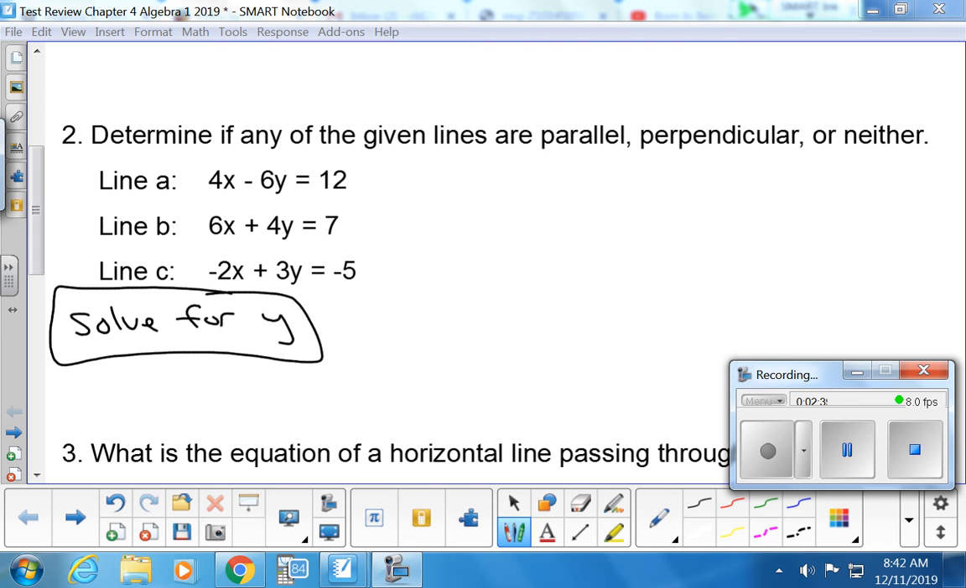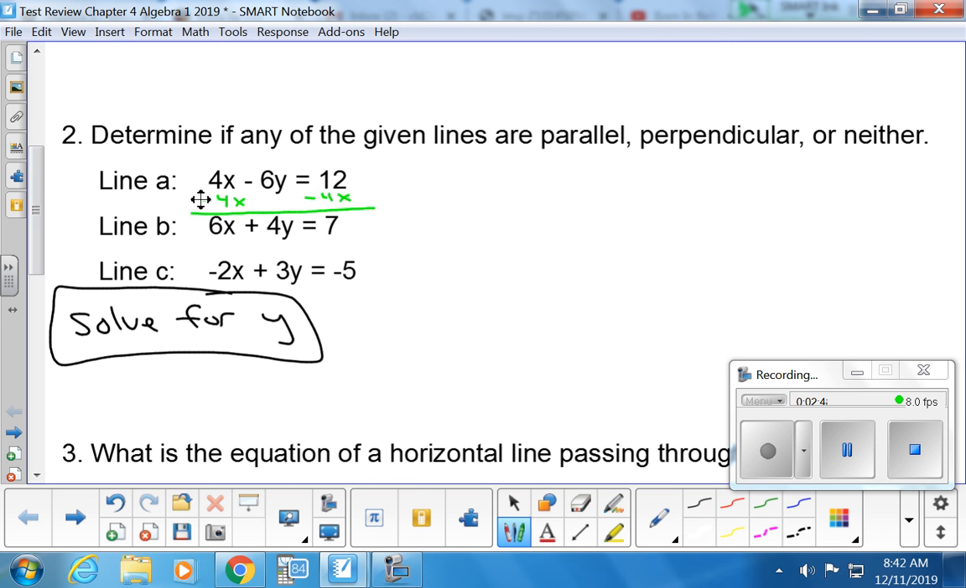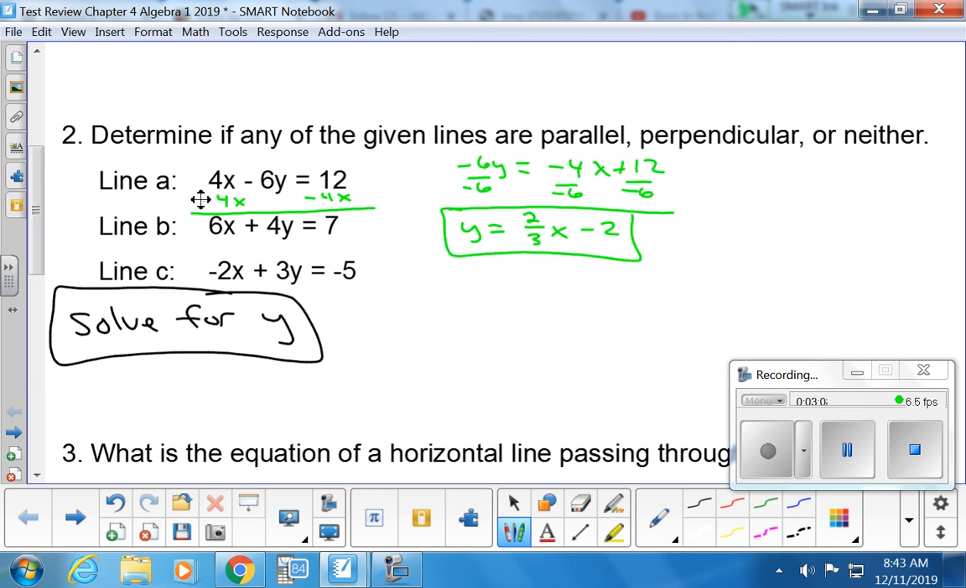All right, all my scholars are busy working, so I'll talk through what I would do. Your first step on this one should be to subtract 4x from both sides. I'm going to run out of room, so I'll write over here. Negative 6y equals negative 4x plus 12. Your second step should be to divide everybody by negative 6. Now negative 4 over negative 6 becomes positive 2 over 3. So my slope of line A is 2/3.